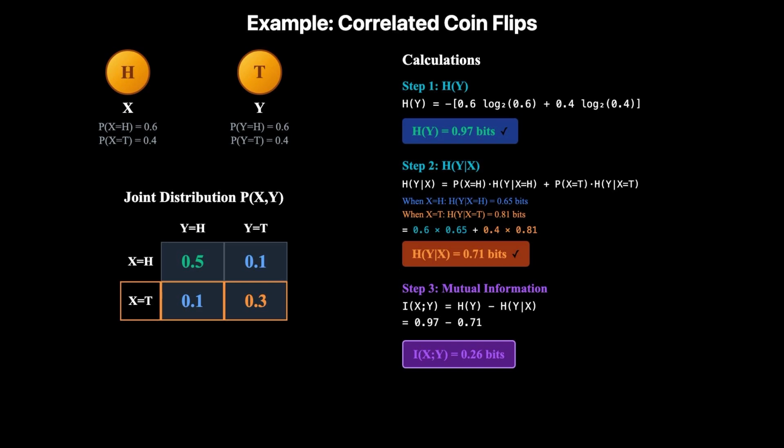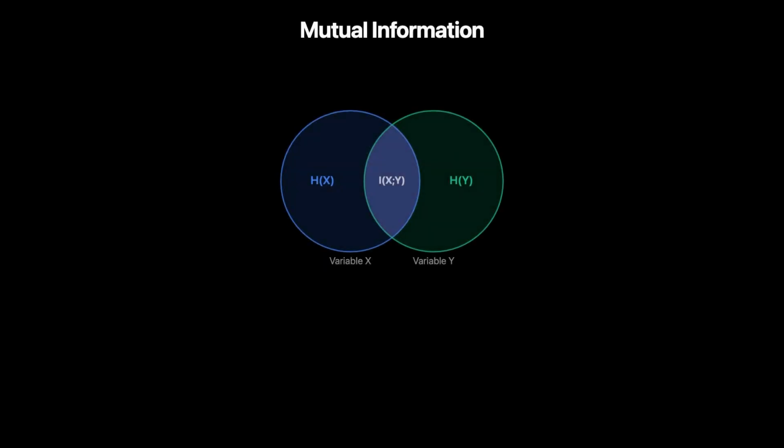Not a huge amount, which makes sense because the correlation is modest, but it's clearly non-zero, confirming that the two coins share information. Mutual information provides a universal measure of dependence. Unlike correlation, it captures all statistical relationships, linear or nonlinear, simple or complex. It measures not similarity, but reduction in uncertainty. This generality explains why mutual information appears throughout modern data science.